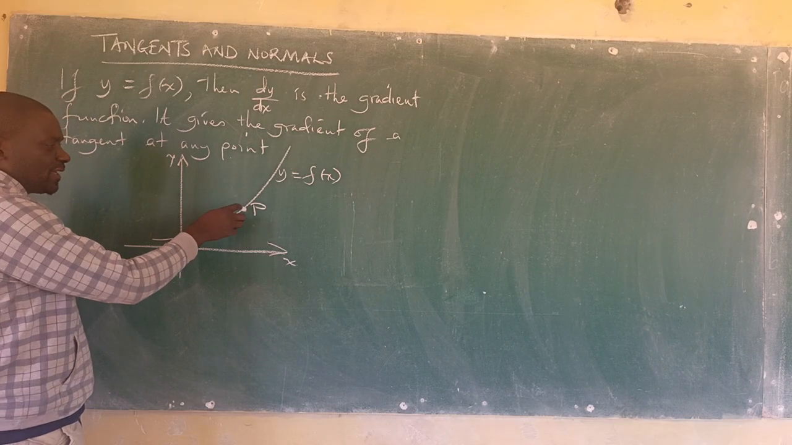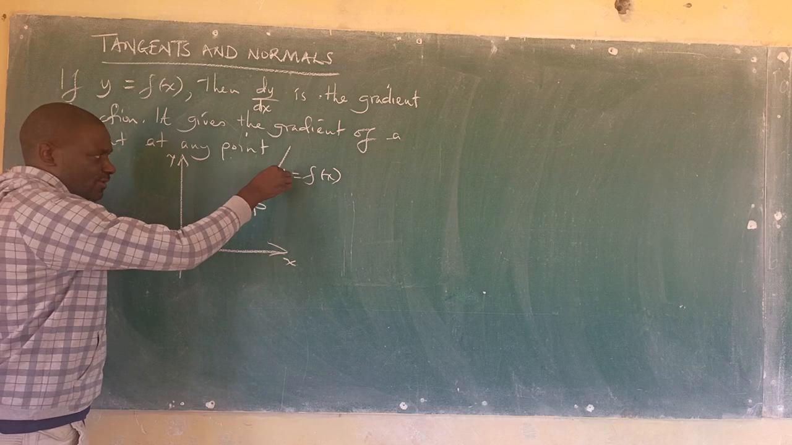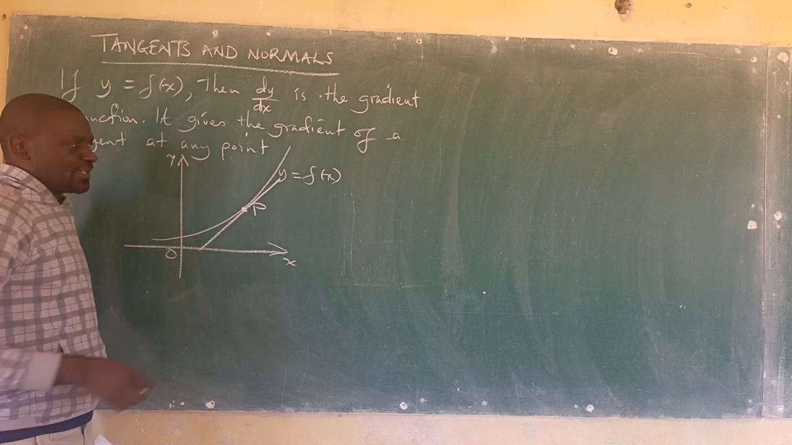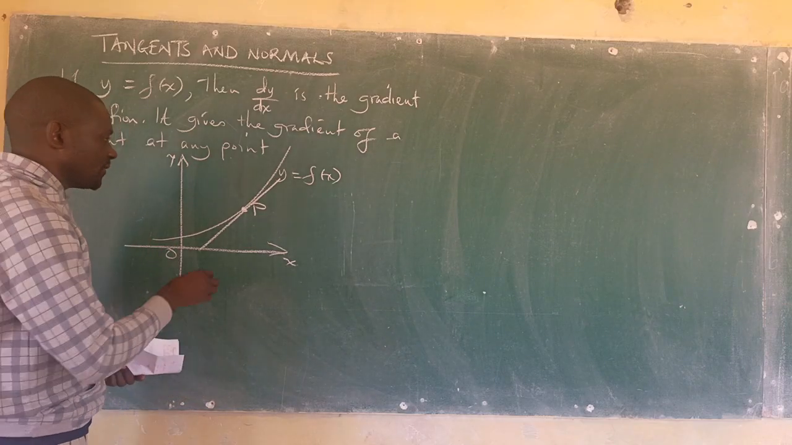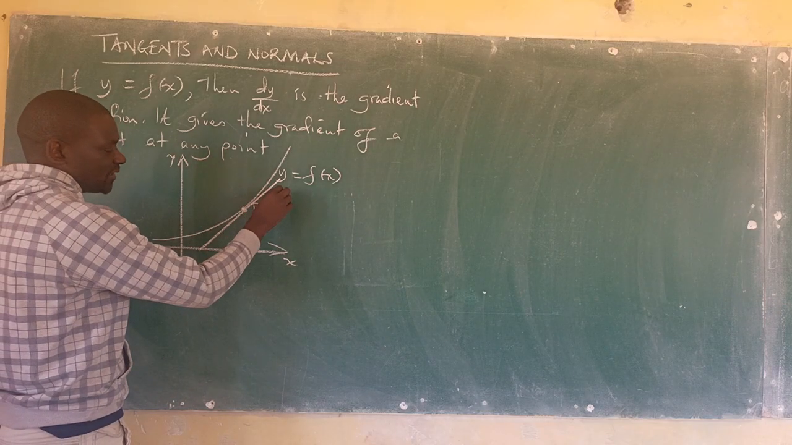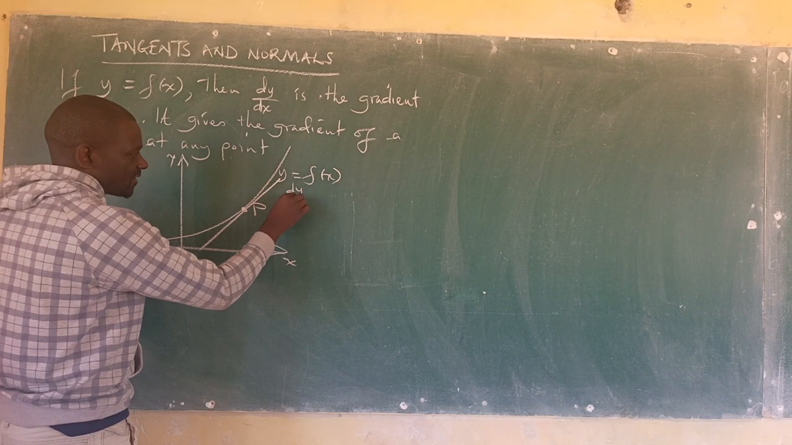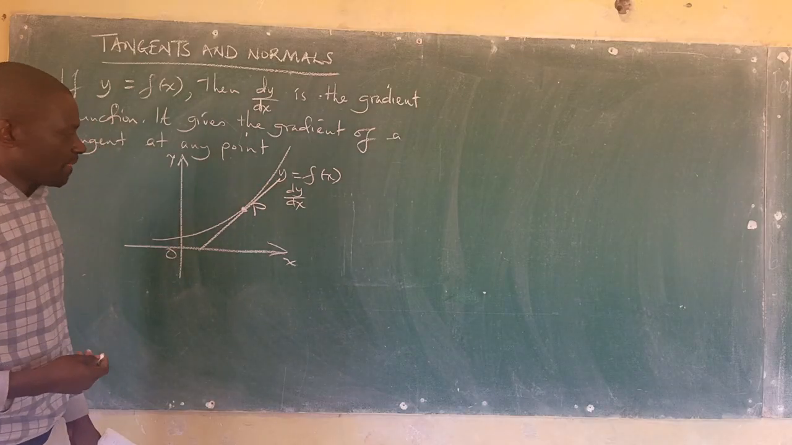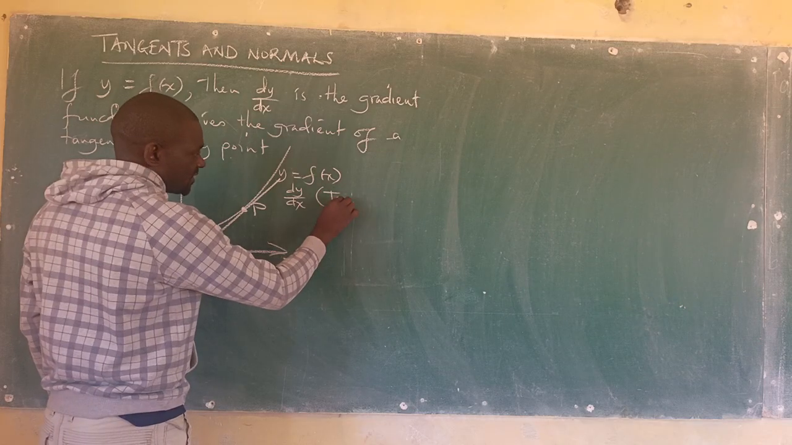Now, if we are to find the gradient at this particular point P, we need to draw a tangent here. A tangent is simply a line that touches the curve at just one point. So this one that I've drawn, its gradient will simply be given by dy dx. So as we differentiate the function, we can get the gradient for this tangent. So this is for a tangent.